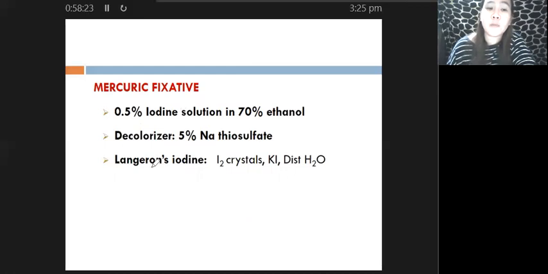We have your 0.5% iodine solution in 70% alcohol. This is your alcoholic iodine. You can also decolorize it using 5% sodium sulfate. And of course, you can also make use of Langeron's iodine, which is composed of iodine crystals plus potassium iodide. And then, of course, we have your distilled water as the solvent.